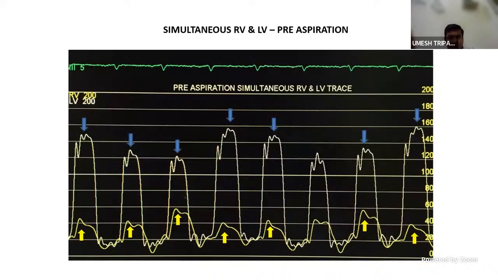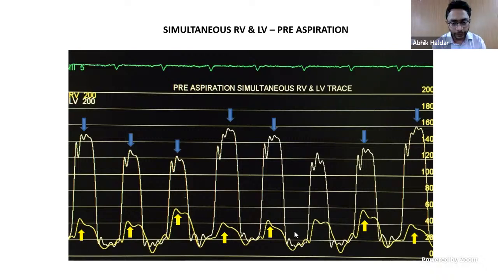Okay. So this is another tracing, pre-aspiration, especially. There is a simultaneous RV and LV trace. Can you find out what is happening? There is a ventricular interdependence, sir. Very good. Ventricular interdependence. Can you discuss that? What is happening in the third and the fourth waves?